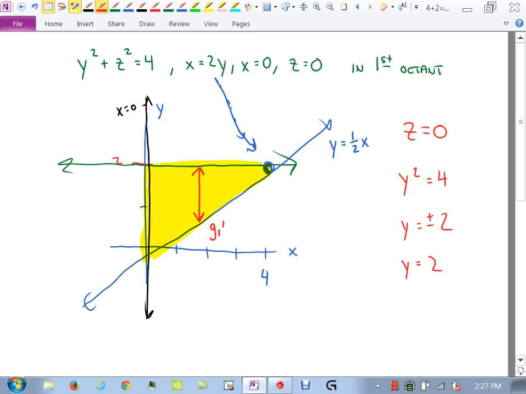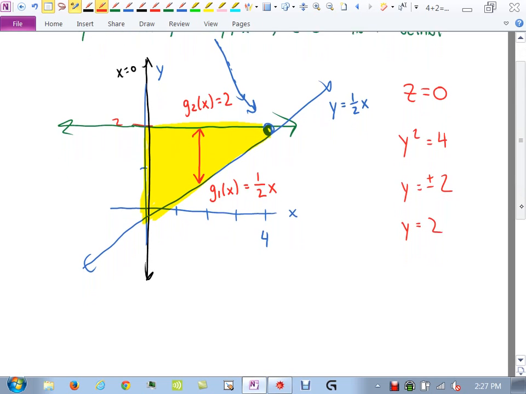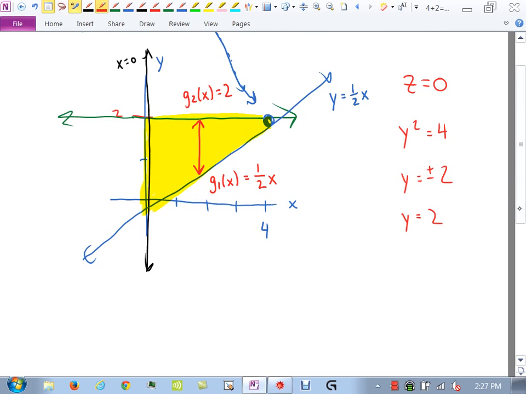My g1 of x is 1/2 x. My g2 of x is 2. My restriction on x is 0 to 4. Now, what's the cap here? I mean, what's the solid? It's the beer can, right? I've got a beer can going down the x-axis. Where's my x-axis? This way, right?